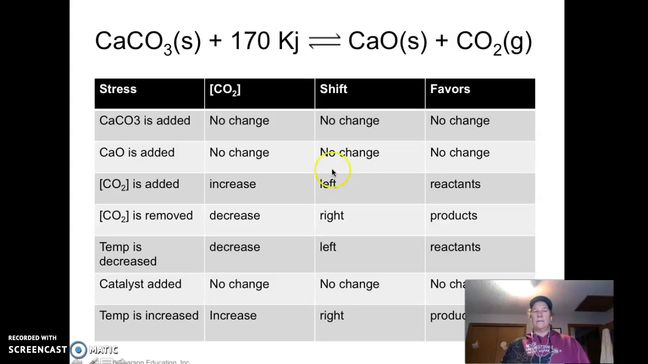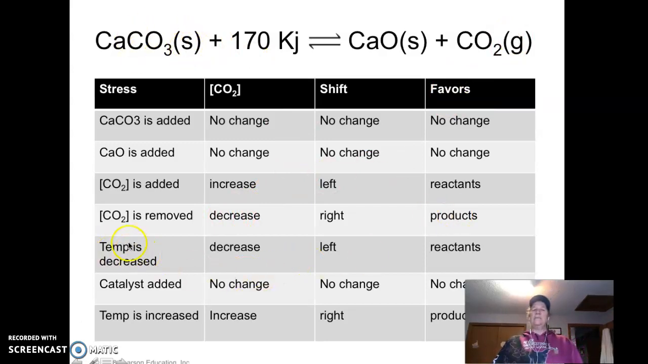Okay, here's another example. And again, I'm not going to worry about the solid and the solid. All I'm worried about is this gas. Now here, the heat is on this side, so that means it's an endothermic reaction. Okay, so if I add those, there's no change. If I add CO2, that means I'm adding product. That means I'm going to shift it to the reactant side, because anytime you add product, it shifts to the reactant side. Okay, if I remove some of this, now I'm decreasing the amount of reactant, I'm favoring the product.